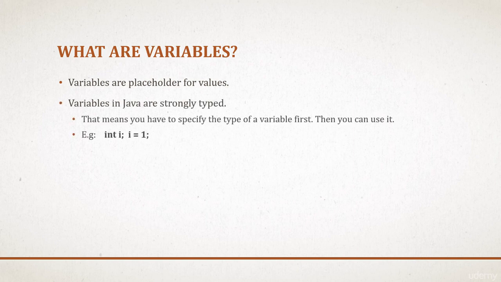Variables are strongly typed in Java. That means that you have to specify the type of a variable first before you can use it. You definitely need a type of the variable, otherwise you cannot define the variable. For example, this is made for the variable I here. This variable I gets an integer type, and then we assign 1 to the variable I.